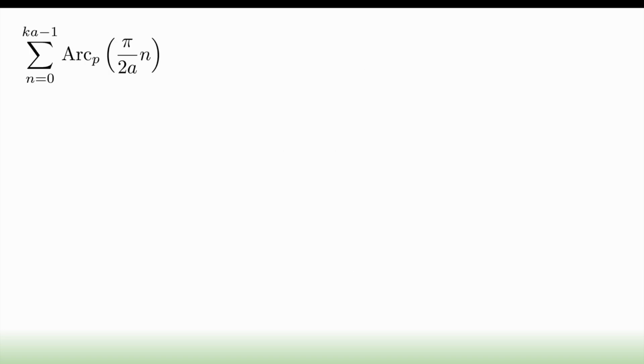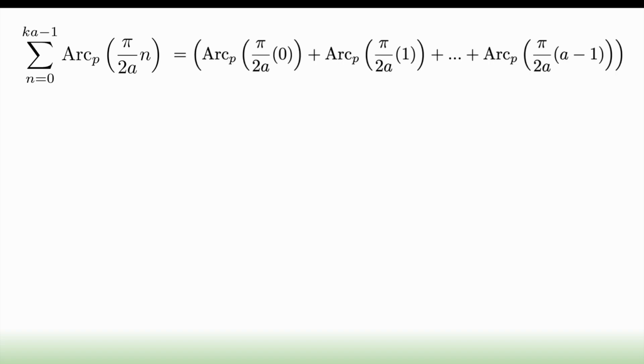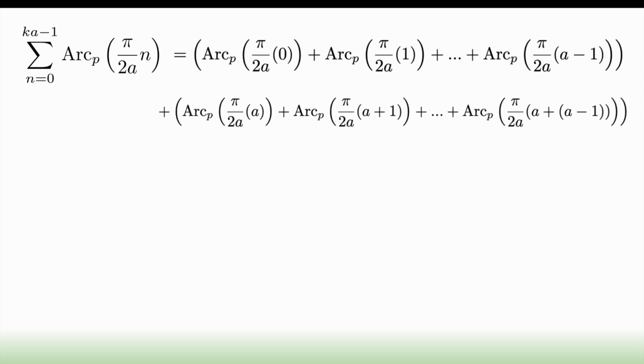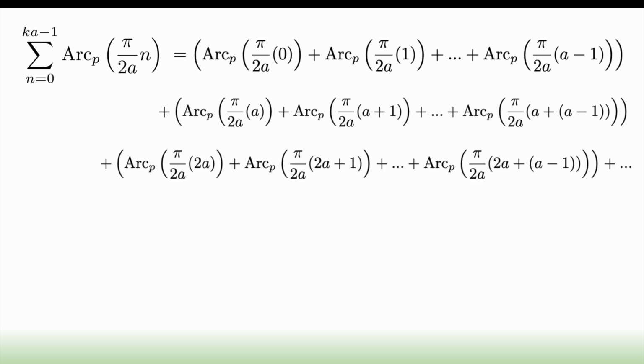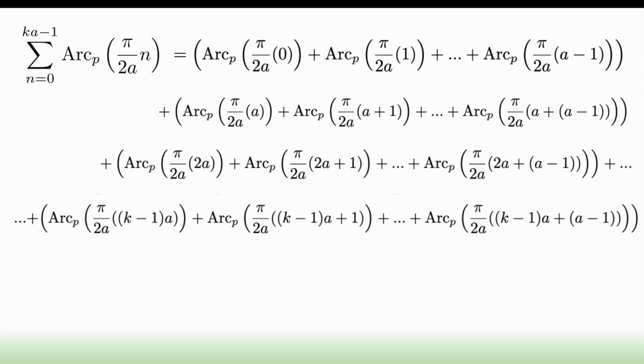We're going to start by expanding the sum and grouping it by multiples of a. So we'll have the 0th term plus 1, 2, 3, etc. until we get to a minus 1. Then we have a plus 1, a plus 2, all the way until we get to a plus a minus 1. That pattern will continue until we reach the k minus 1th iteration, which ends at (k minus 1)a plus a minus 1, which is the sum's ak minus 1th and final term.